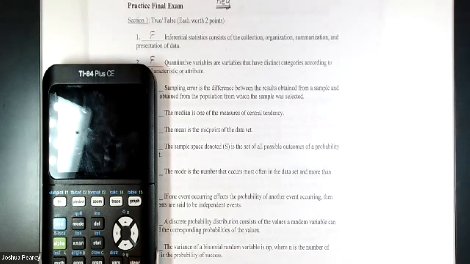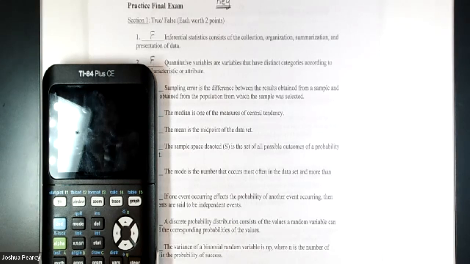The sample space, denoted S, is the set of all possible outcomes of a probability experiment. That's true, it's just the definition. The mode is the number that occurs most often in the data set and more than once. True, just the definition. If one event occurring affects the probability of another event occurring, then the two events are said to be independent events. False. It should be does not affect the probability of the other occurring. Then it would be true.